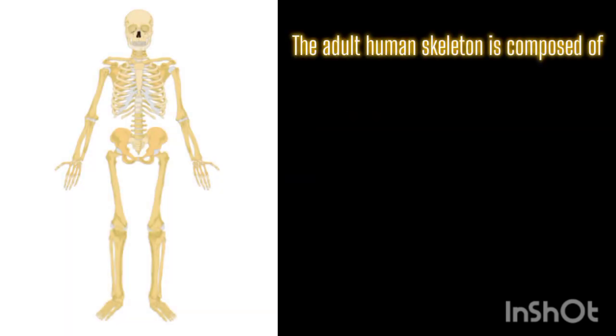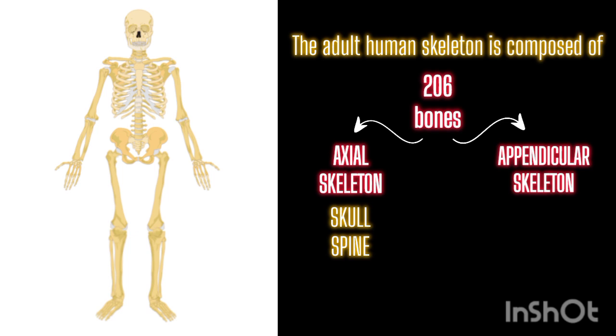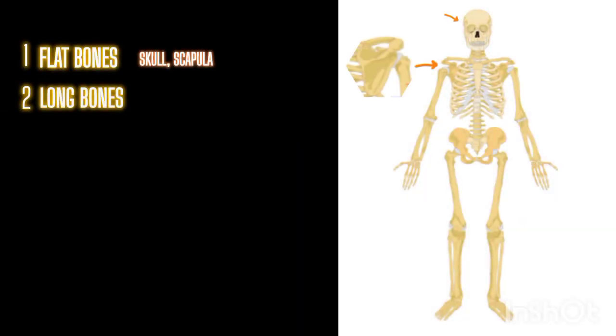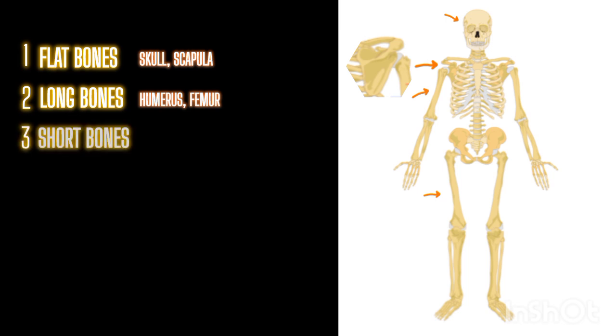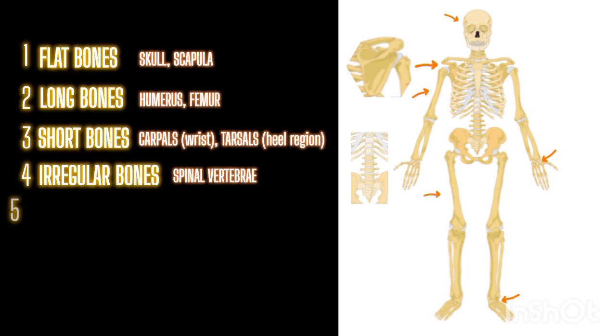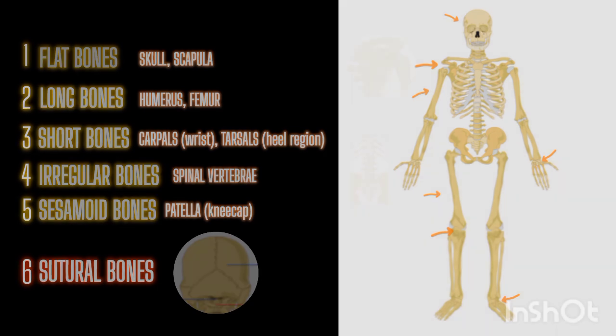The adult human skeleton is composed of 206 bones. These are split into the axial skeleton, which is made up of the skull and spine, and the appendicular skeleton, which includes the pelvis, scapulae, clavicles, arms, and legs. Bones are split into 5 groups: flat bones, such as the skull and scapula; long bones, like the humerus and femur; short bones, the carpals and tarsals; irregular bones, like the spinal vertebrae; and sesamoid bones, such as the patella. There is also a 6th kind of bone called sutural bone, which is present in the skull.